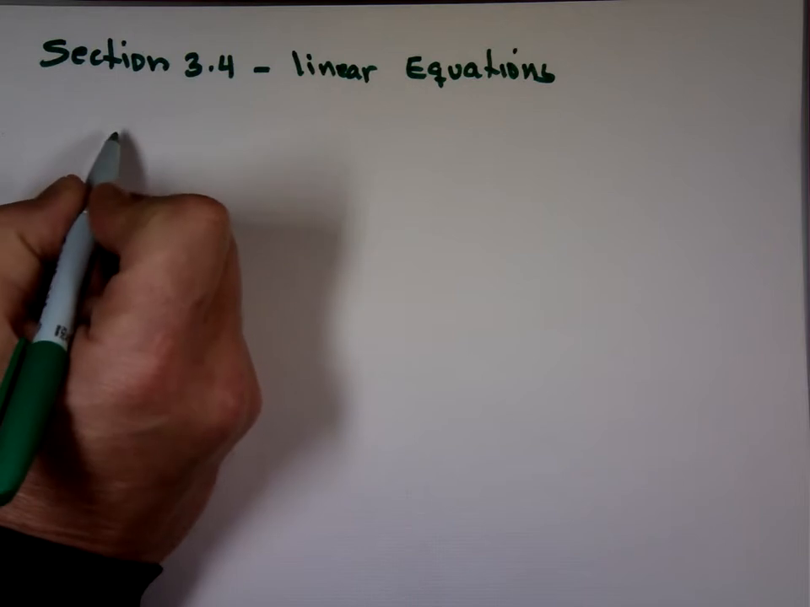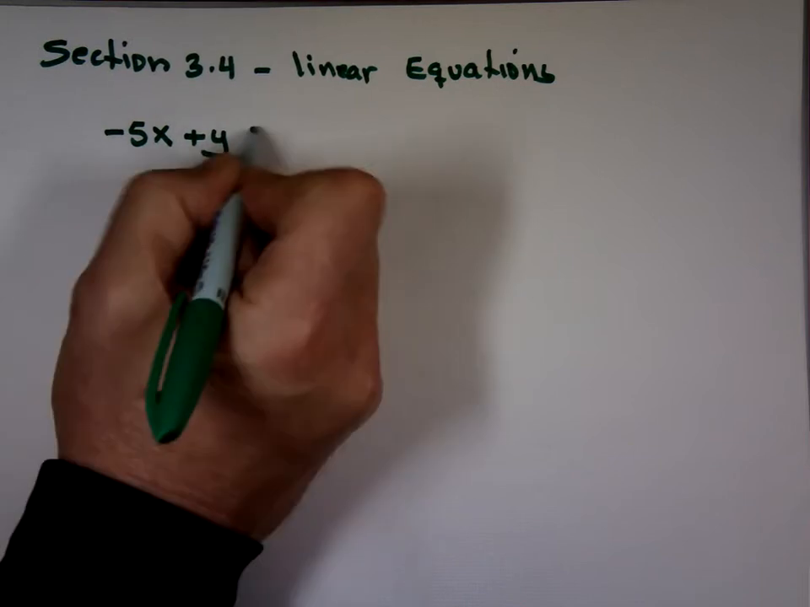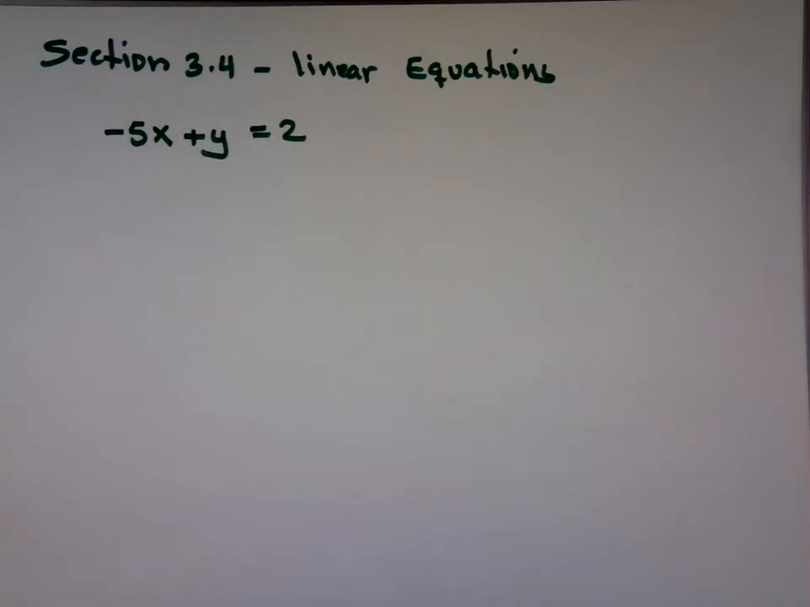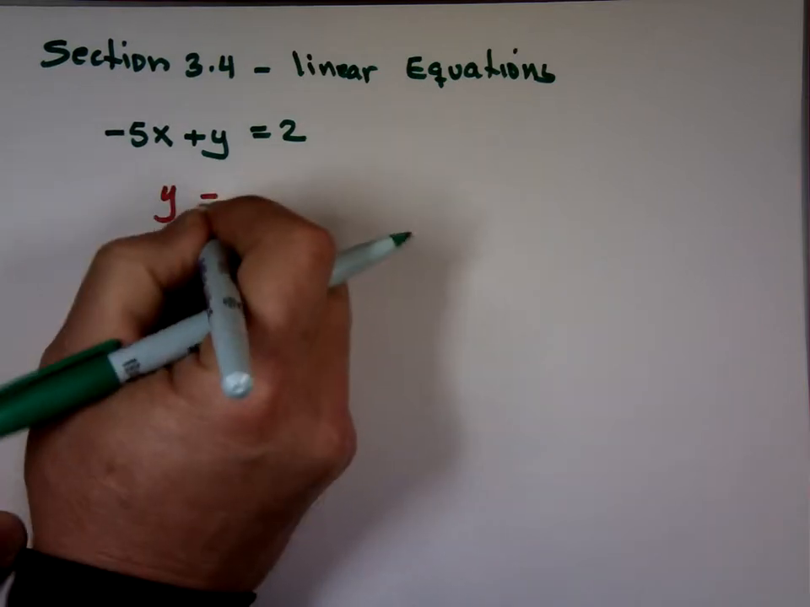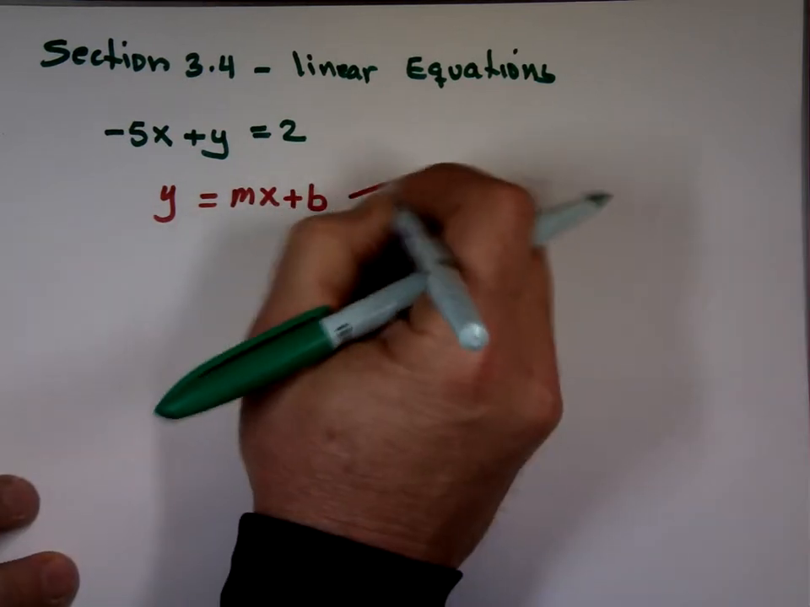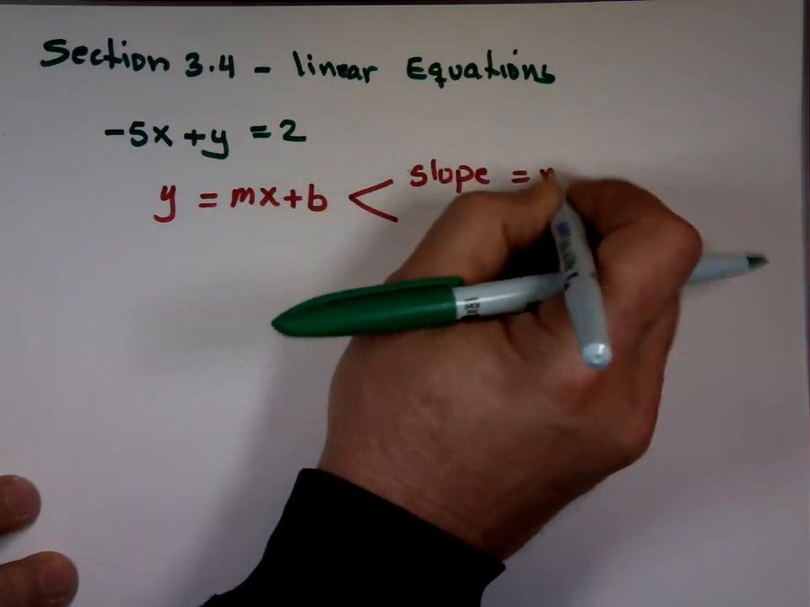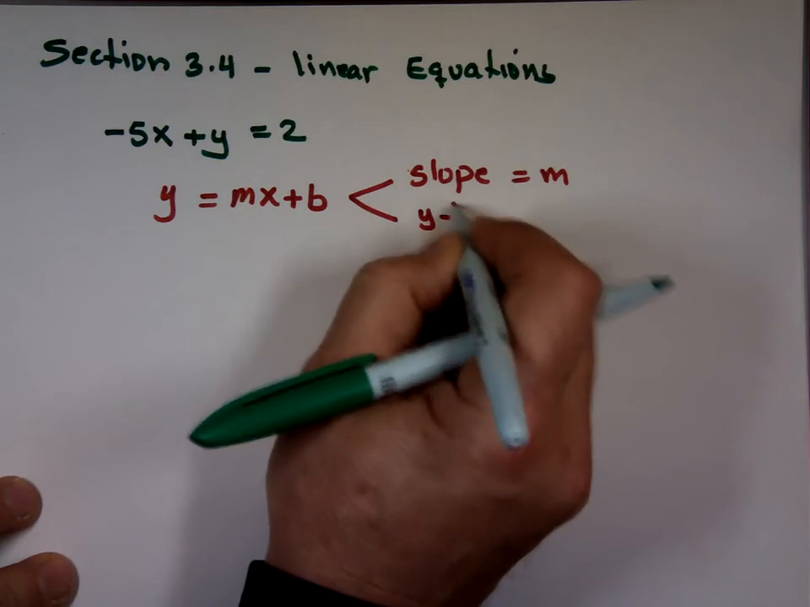When you have a problem like this, negative 5x plus y equals 2, and I want to graph it. We showed you last time how you can do the x-intercept and the y-intercept, or by picking points. Another way of doing it is by rewriting this problem, putting it in the form of y equals mx plus b. And why do we like that form? Because once you put it in that form, you know the slope, which is m, and you know the y-intercept, which is b.